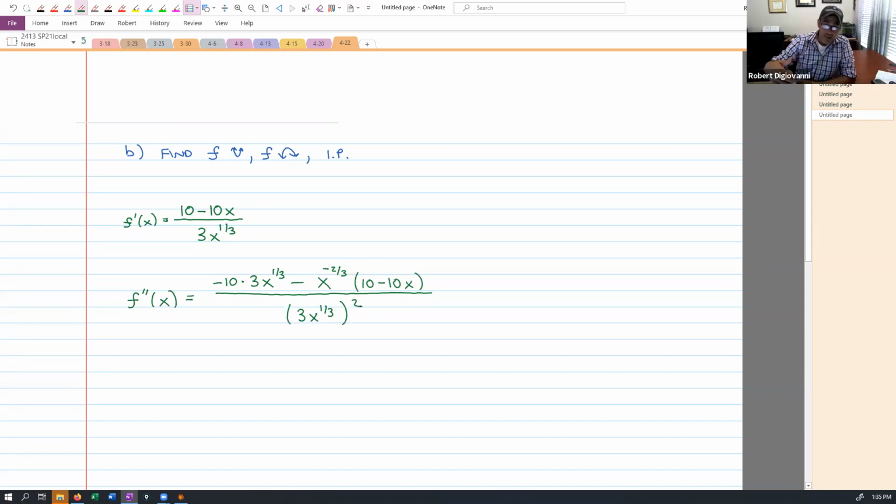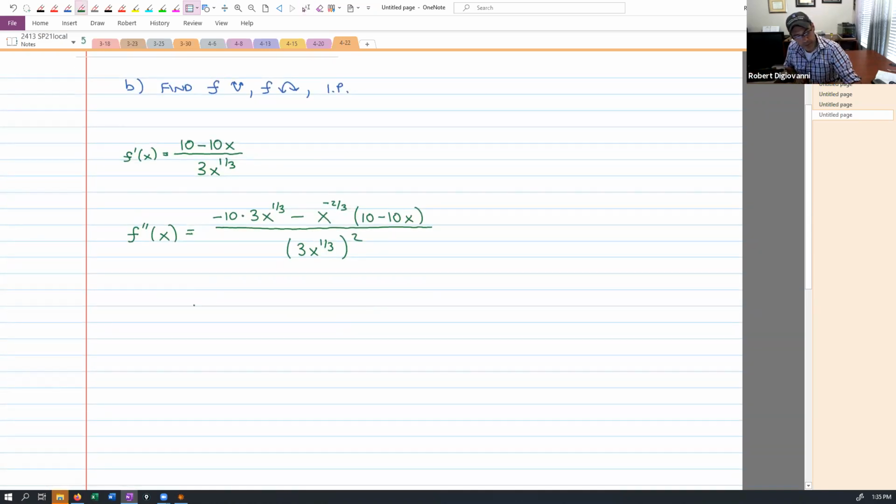Now I realize that looks bad, and we have to set it equal to 0, right? So this means it's algebra time. We have to do some algebra. Let's clean things up a little bit. Do you agree with this? This is negative 30 x to the 1/3 minus, see if you can follow this, 10 minus 10x over x to the 2/3, all of this over 9 x to the 2/3.